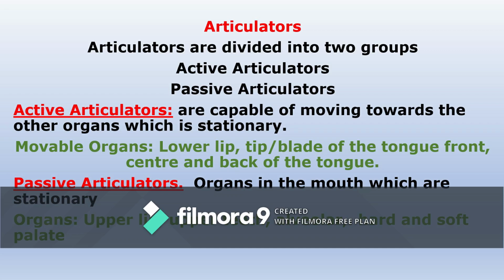So, passive articulators are the organs in the mouth which are generally stationary. Let us see which organs are stationary: upper lip, upper teeth, alveolar or teeth ridge, and hard and soft palate. All these organs remain stationary without any movement. So, these organs are called passive articulators.